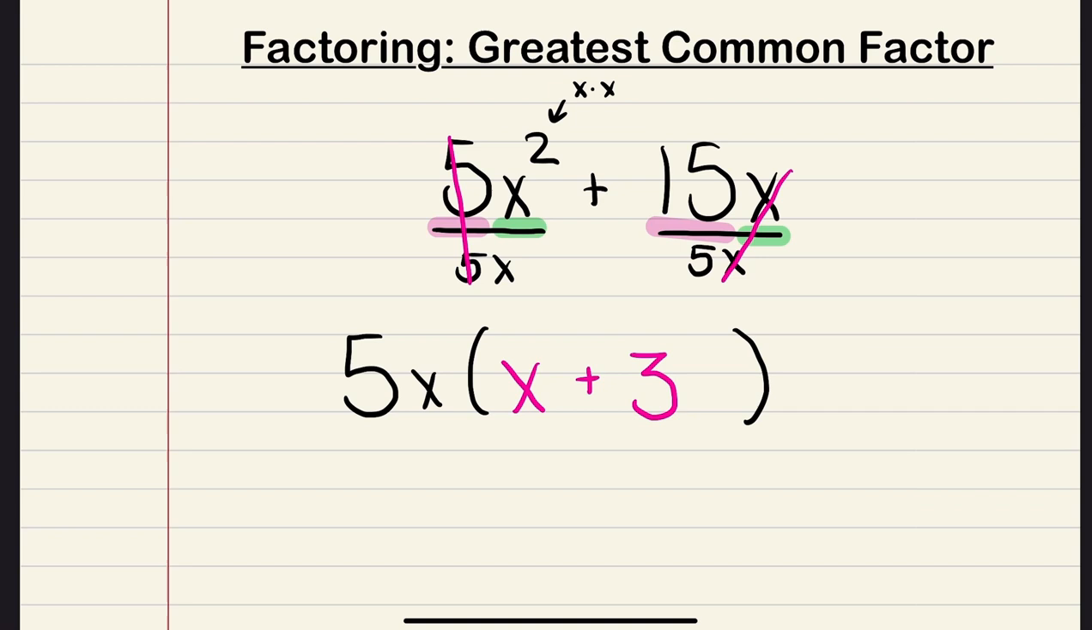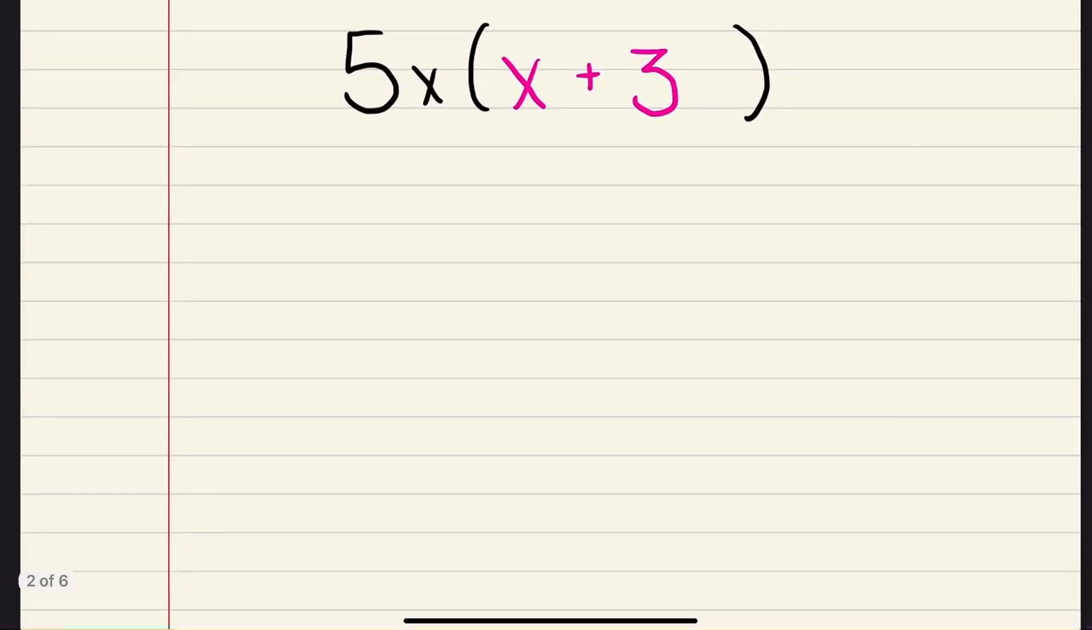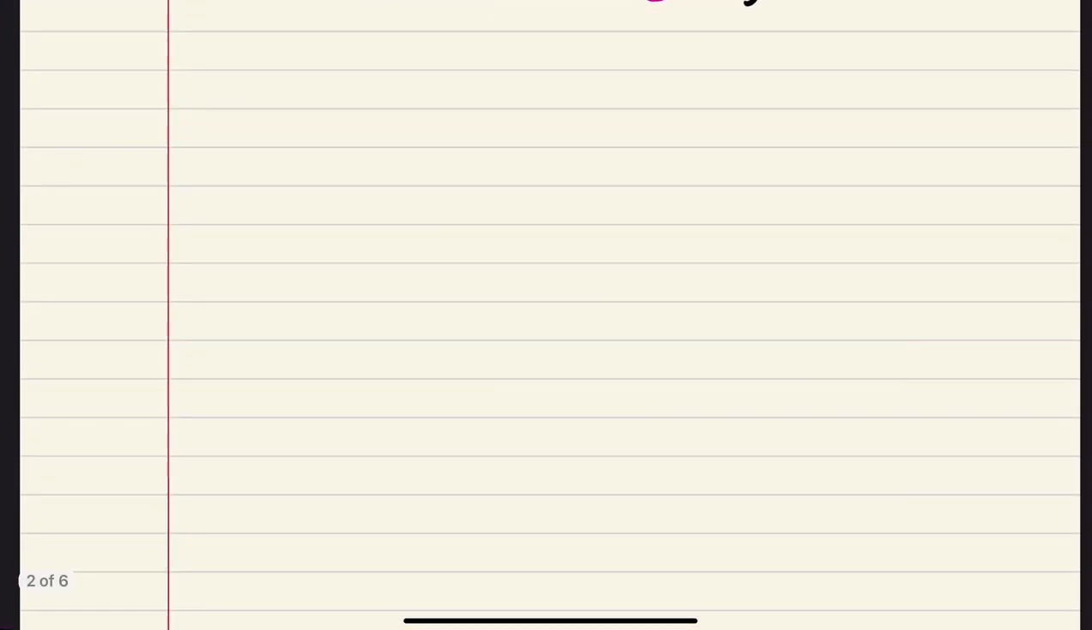Let's look at one more example. How about we take a look at 18x to the 4th plus 6x squared. So in this situation, I have these two numbers here. I have 18 and I have 6.